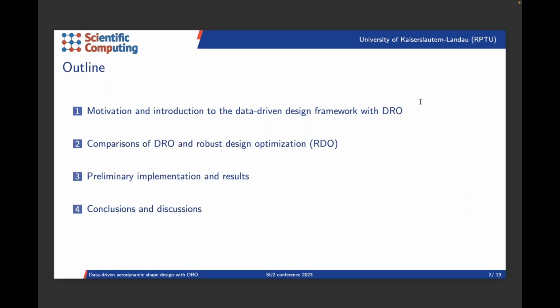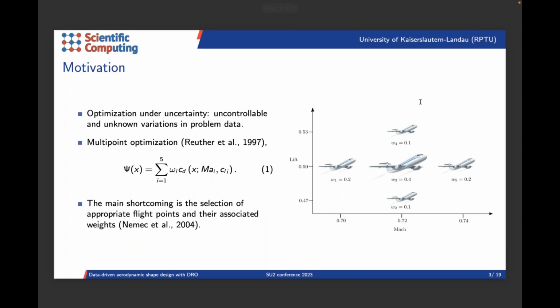So in this presentation, I will first give a motivation and introduction to the data-driven design framework with DRO. So what we mean by this, and then I will talk about the connections and differences between DRO and the classical robust design optimization, which is well known in the engineering design community. And then I will present results and, of course, implementation, and finally give the conclusion.